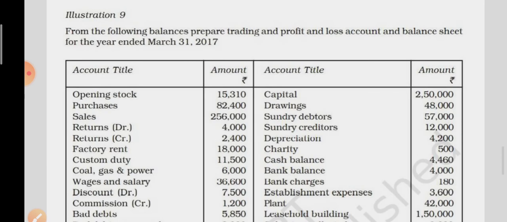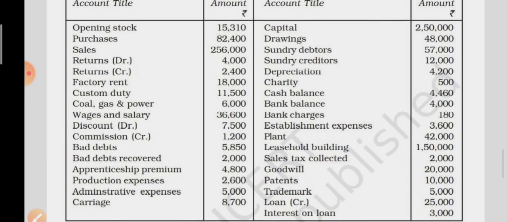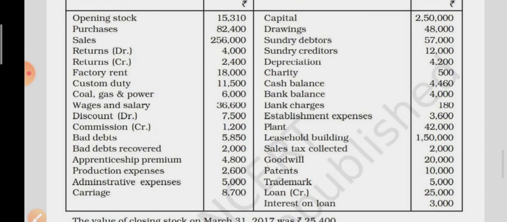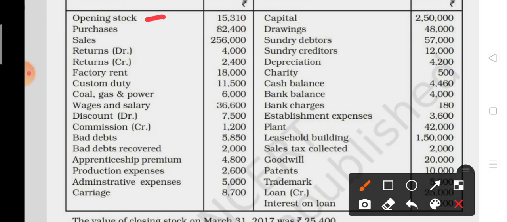Illustration number 9. See, the items are given. This is the trial balance and the items are given. Opening stock 15,310, purchases 82,400, sales 2,56,000, returns debit 4,000, returns credit 2,400.